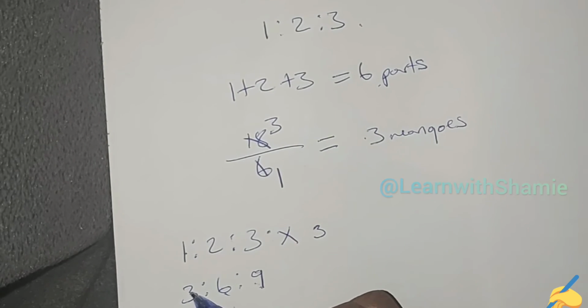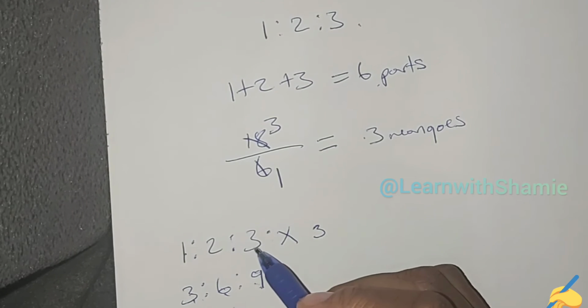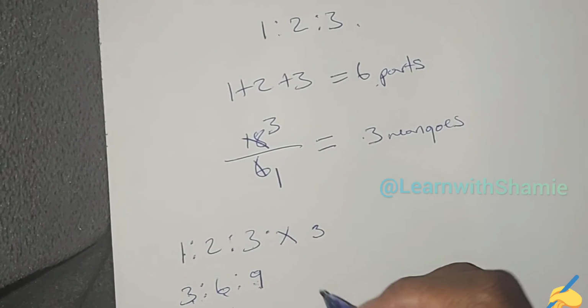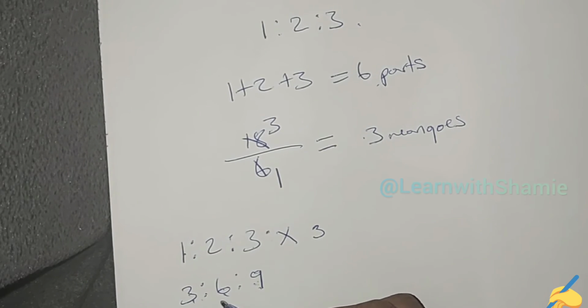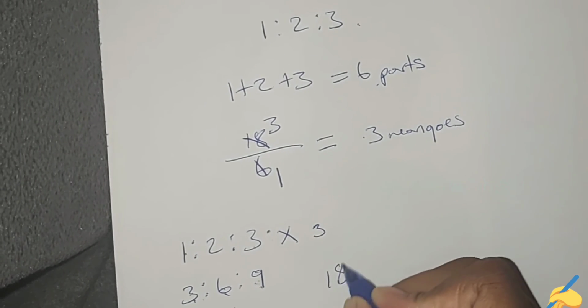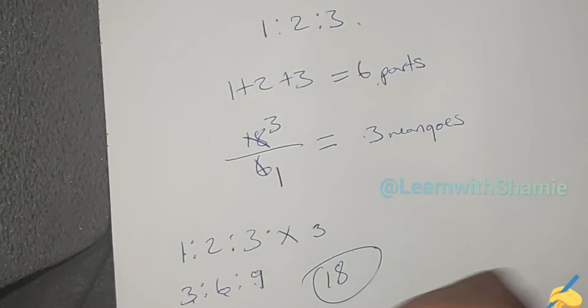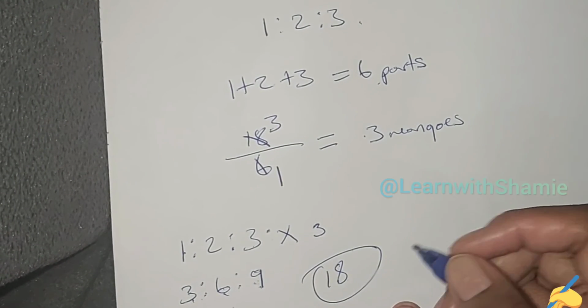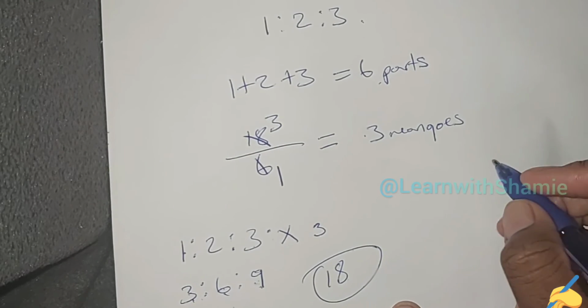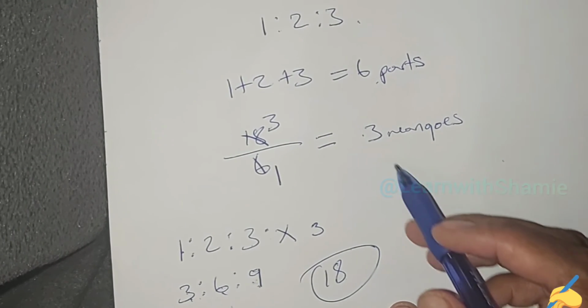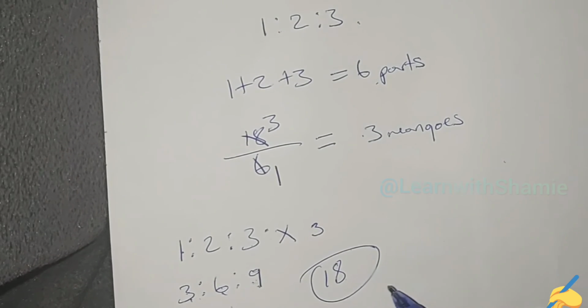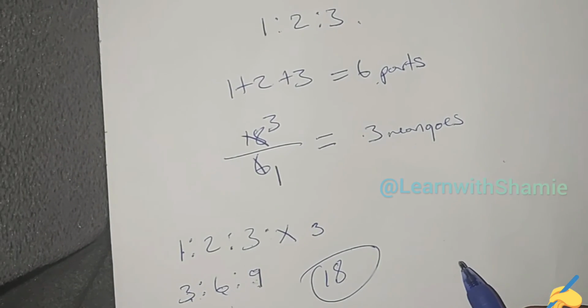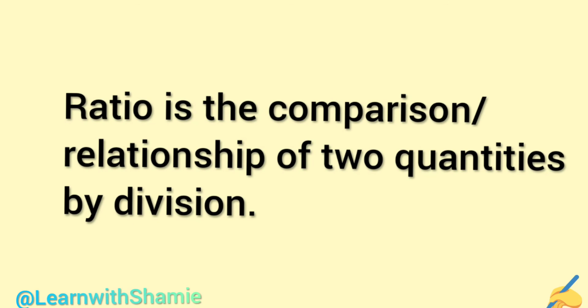So the first person gets 3 mangoes, the second one gets 6 mangoes, and the third person would get 9 mangoes. 3 plus 6 is 9 plus 9 is 18. So you see, you get back your total number. So this is how you calculate ratios. You first find the total number of parts in the ratio, then you divide the amount to be shared by the total number of parts, then you multiply each part of the ratio by the amount each part is worth. Again, ratio is a comparison or relationship of two quantities by division.